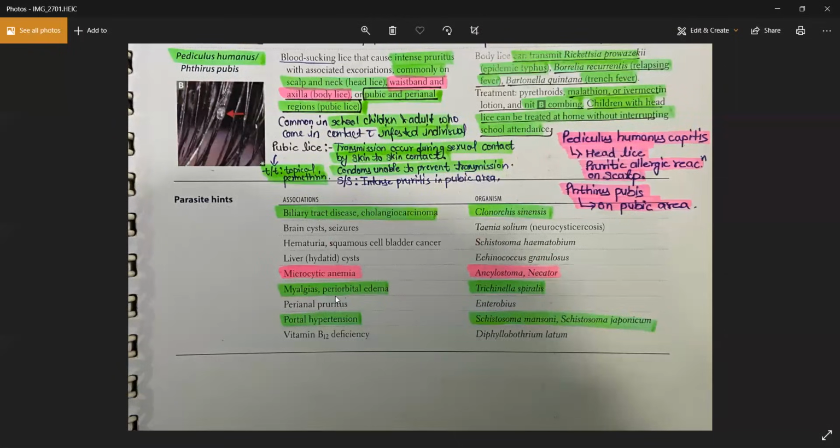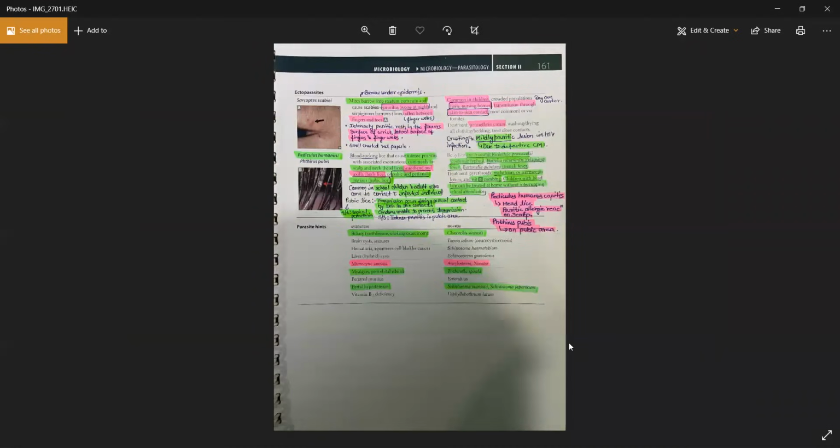Then in case of perianal pruritus, it would be Enterobius. Scotch tape, remember. In case of portal hypertension, it would be Schistosoma mansoni and japonicum. Okay, in case of vitamin B12 deficiency, it would be Diphyllobothrium latum. And we have finished with the protozoa. That's it. Okay, any doubts so far? No. Okay.